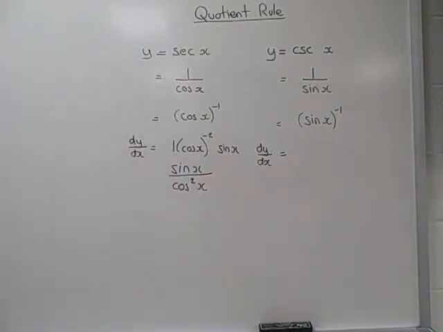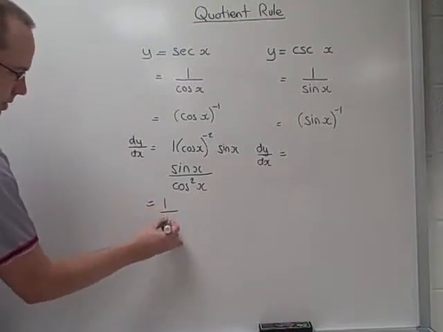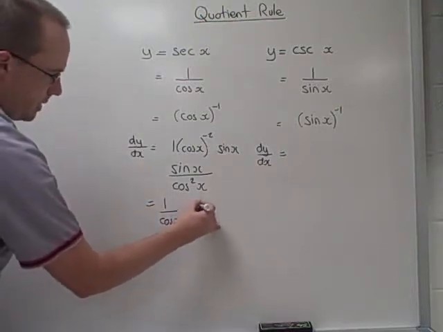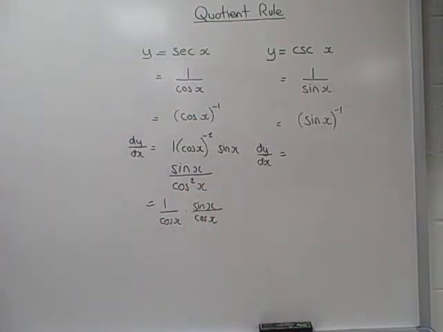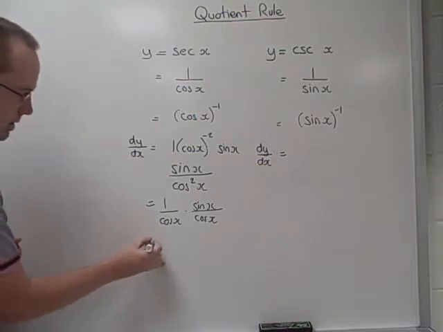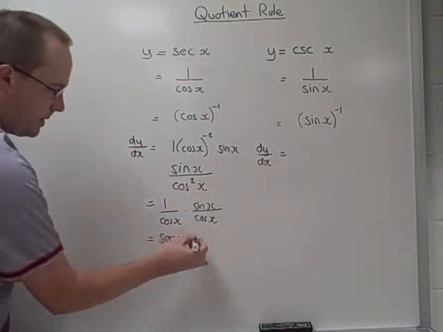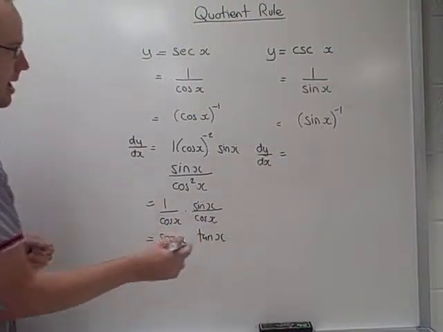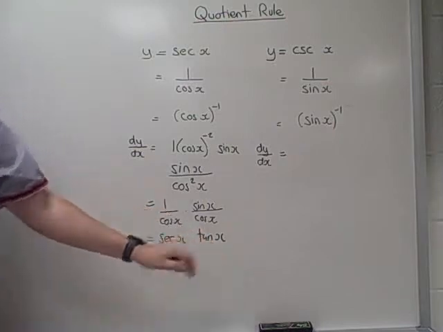And that doesn't look like anything too obvious to begin with, but if we split this up, we can write this as 1 over cosine x times sine x over cosine x. And then we can start working out what each of these are. So 1 over cosine would be secant, and sine over cosine would be tan. And that's when we actually learned the differential of secant x is secant x tan x.